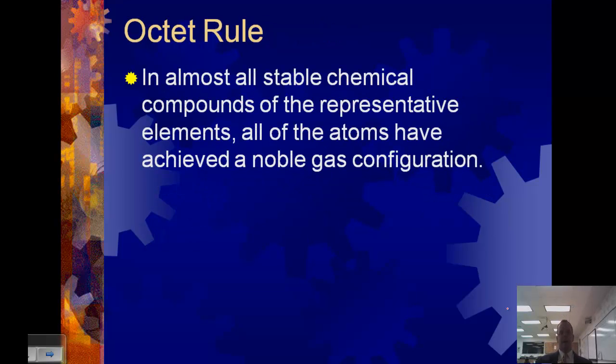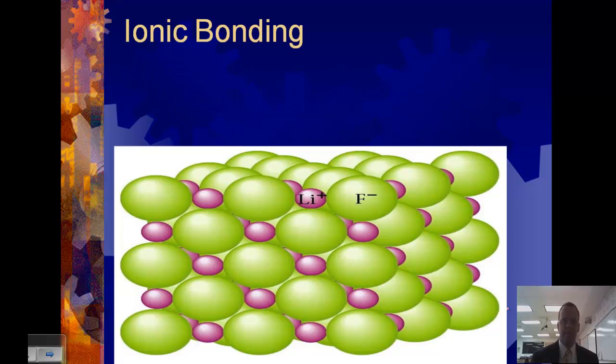Now, when we're putting compounds together, we're looking at something called the octet rule. If you remember, with valence electrons, the maximum number of valence electrons that can occur in an atom is 8. So in stable compounds, you're going to have the same electron configuration as a noble gas, and a noble gas has 8 valence electrons. So we refer to this as the octet rule, the rule of 8, octet being 8. So we're looking to have 8 valence electrons around any atom to make it stable.